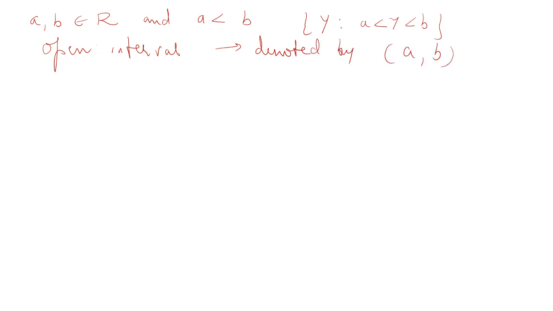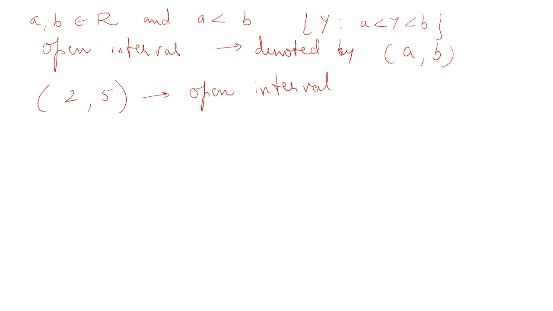It is denoted by (a, b). What is the meaning of this? All the points between a and b belong to the open interval (a, b), but a and b themselves do not belong to the interval. So if you take (2, 5), this is the open interval, and all the numbers in between 2 and 5 lie in it, excluding 2 and 5. So 2 and 5 do not belong to this interval.